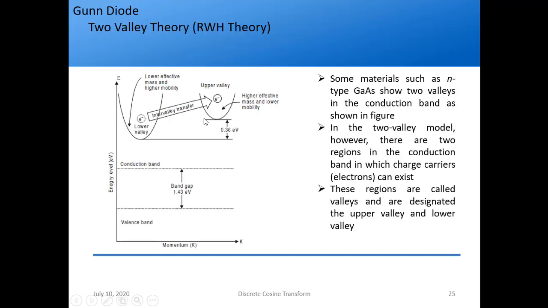Then we have the RWH theory, Ridley, Watkins, Hilsum theory, or the two valley theory. We have a lower valley where we have a lower effective mass and a higher mobility. Then we have an upper valley where the mass is high. Since the mass is high, the velocity will be low, and there is a band separation of 0.36 electron volts.